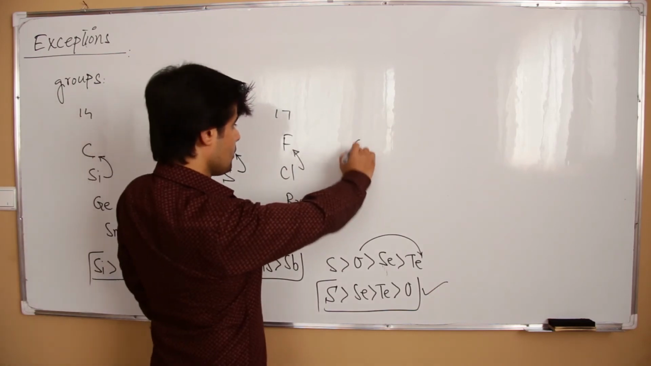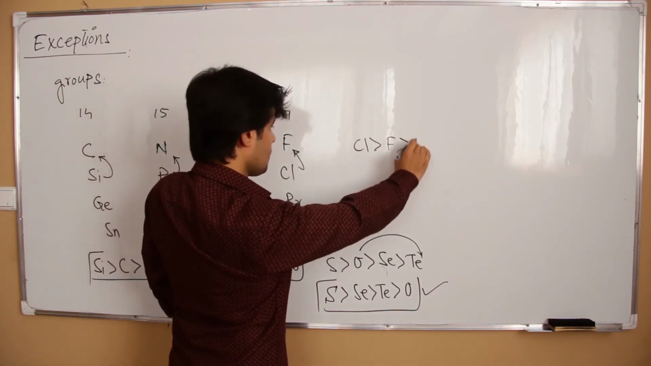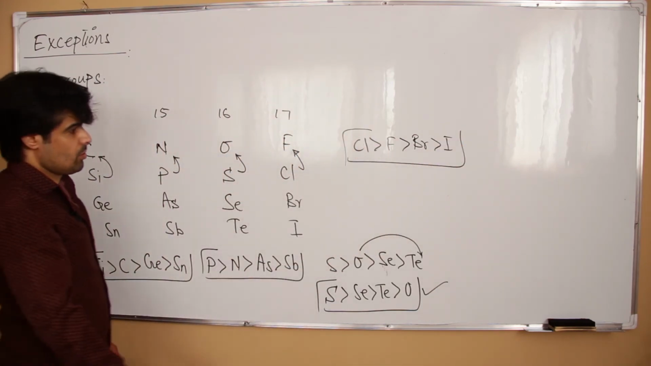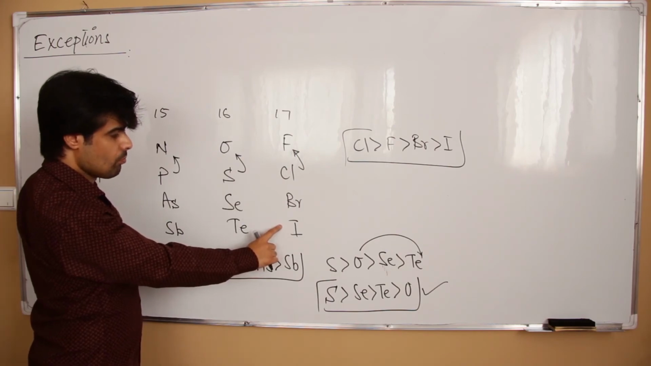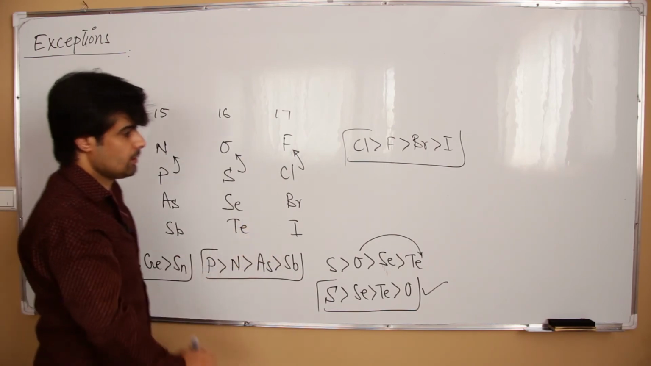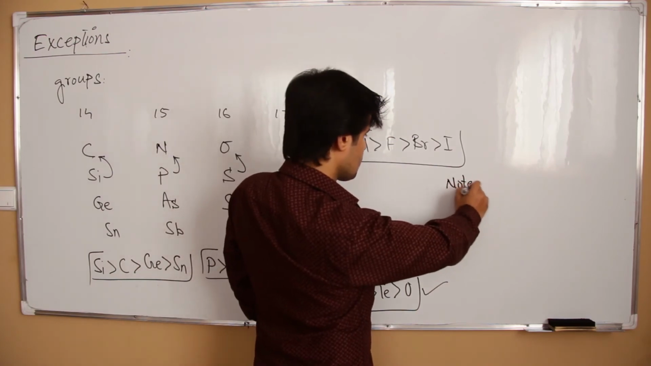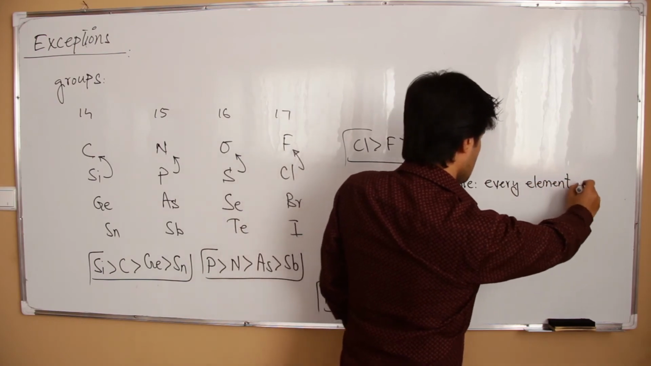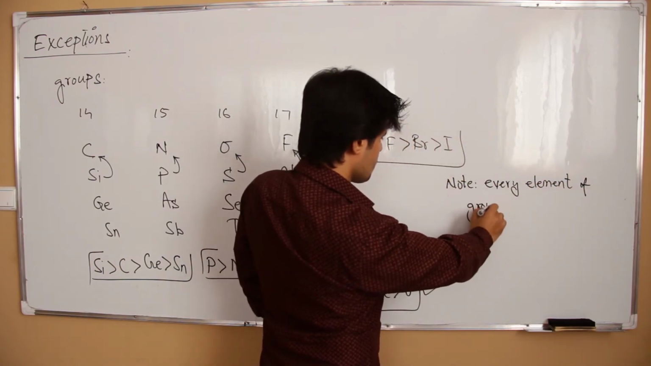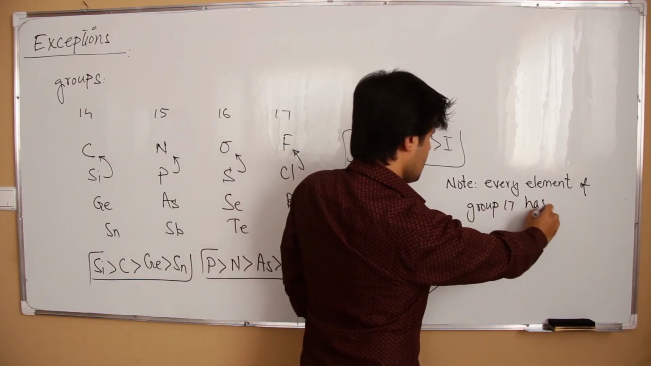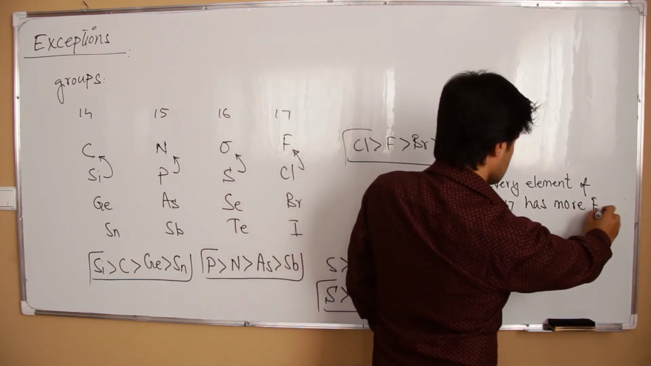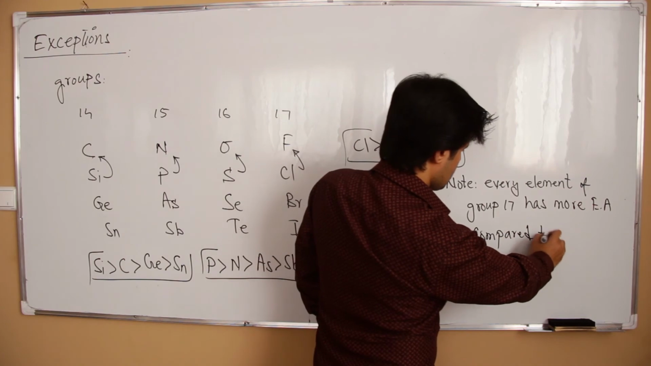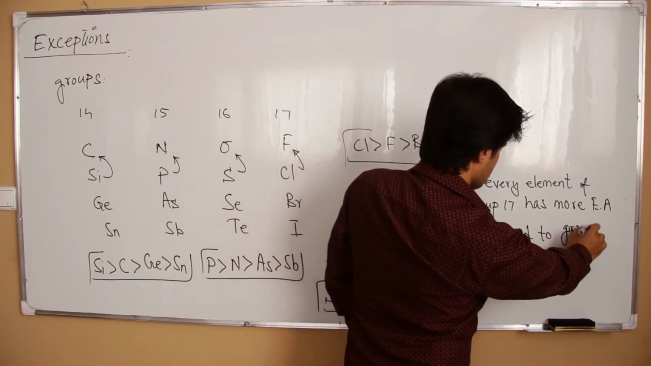Here, chlorine, fluorine, then what? Bromine and iodine. One thing more. Note: every element of group 17 has more electron affinity than group 16.